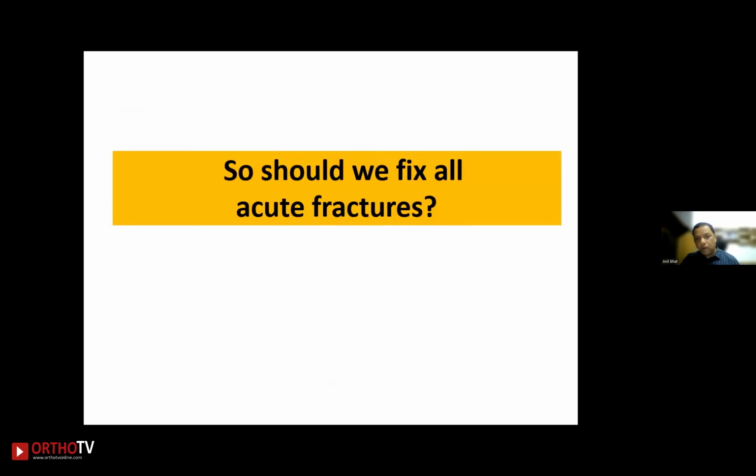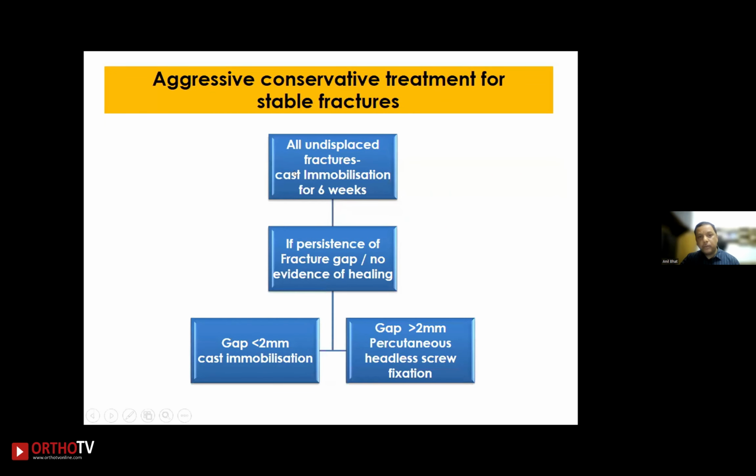So should we fix all acute fractures is the question. So one of the mid paths is an aggressive conservative approach. So all undisplaced fractures, we put them on a cast. Then at about 6 weeks, we remove the cast, examine for tenderness, take x-rays. And if you see some fracture gap and there is clinical tenderness, you take a CT scan.